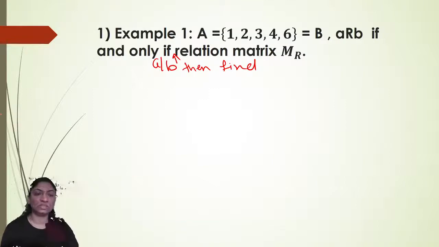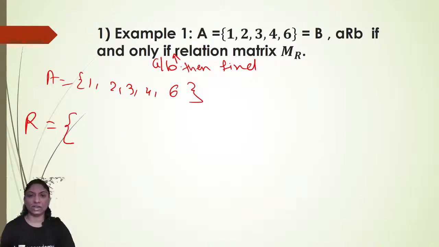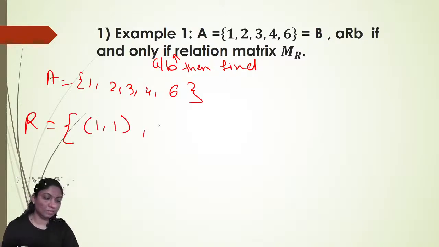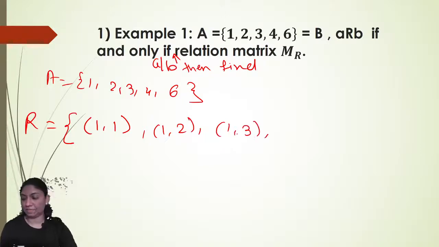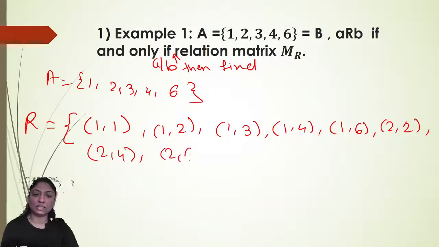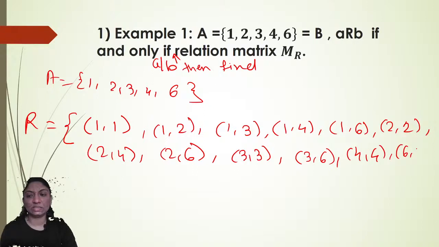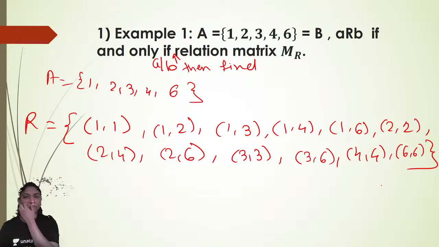The relation is defined as A divides B. So A is given as 1 2 3 4 6, right? How can we find the relation R? The relation R is given that A divides B. So 1 divides 1, 1 divides 2, 1 divides 3, 1 divides 4, 1 divides 6. Again, 2 divides 2, 2 divides 4, 2 divides 6. Then 3 divides 3, 3 divides 6, and also 4 divides 4, and 6 divides 6. Okay, your relation R is given with the defined relation.